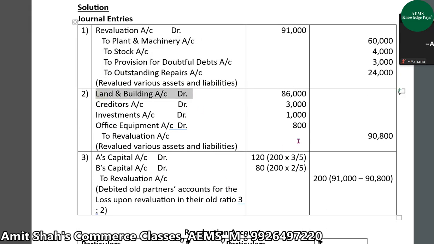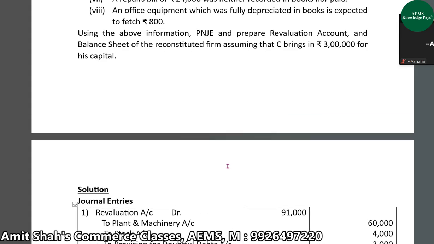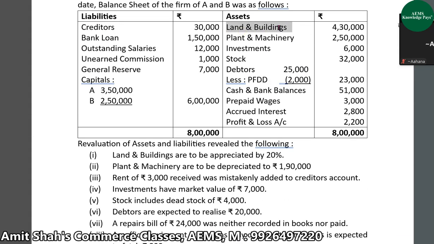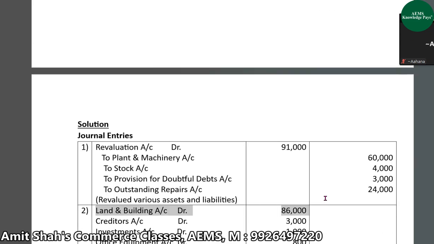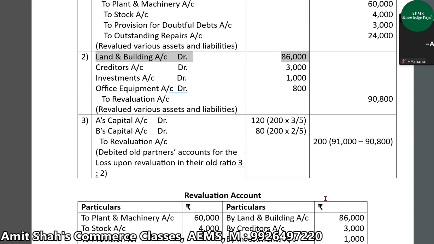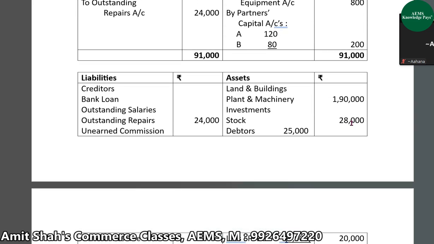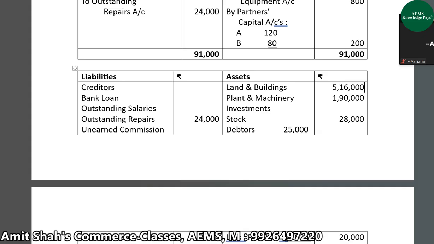Now, land and building is to be debited by 86,000. It already has a debit balance of 4 lakh 30. 86 has been debited again. So 430 plus 86 is 5 lakh 16,000. So now the value of land and building is 5 lakh 16,000, that I have taken here.